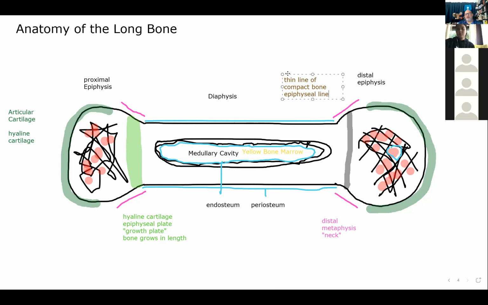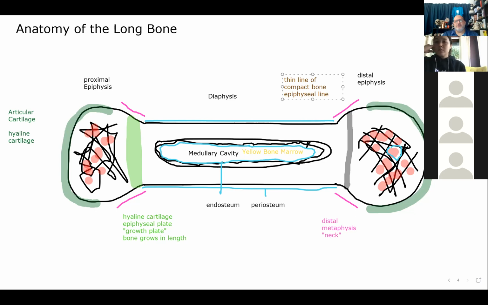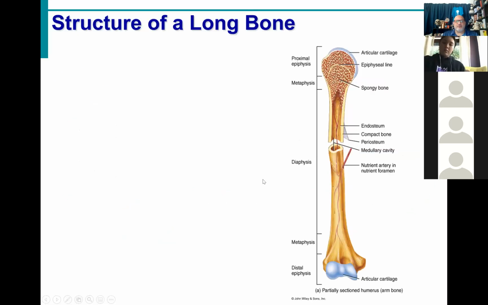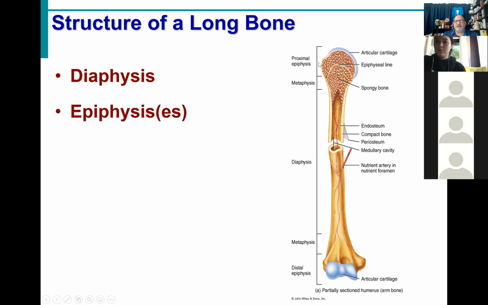Excellent. So notice, we've done a nice job of doing this with my, again, truly amazing illustration, but let's go through with the pretty picture from your textbook. Again, our shaft is the diaphysis. The epiphyses are the heads, and we distinguish them by proximal and distal because they're always in the appendages. So one's always going to be closer to the core of the body, and that will be proximal, and one will always be further away from the core of the body. That will be distal.